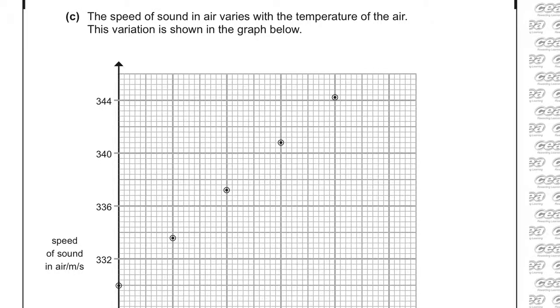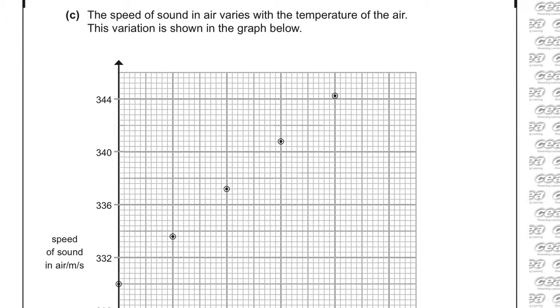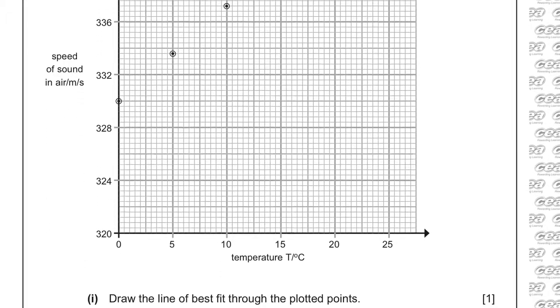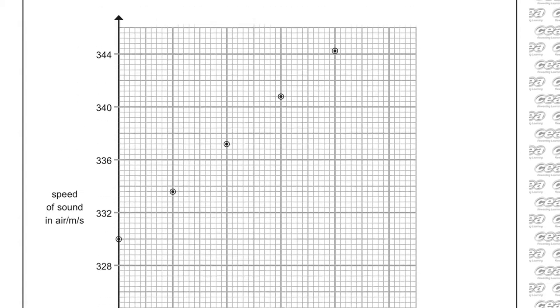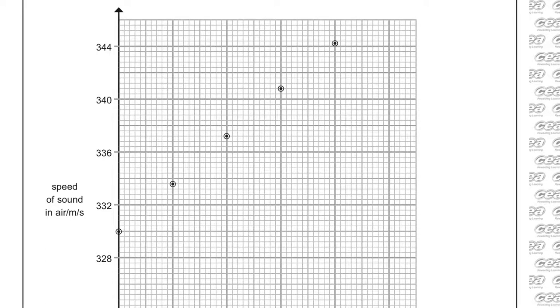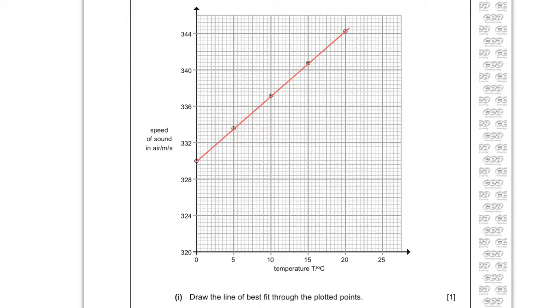So now they showed us this graph. It says the speed of sound in air varies with temperature of the air, and this variation is shown in the graph. And you can see here that we've got some plotted points. We've got the speed of sound in air, and we've got the temperature in degrees C, and it says draw the line of best fit through the plotted points. So get your ruler and do your best to put it through these points. Something like that. So we end up with that.